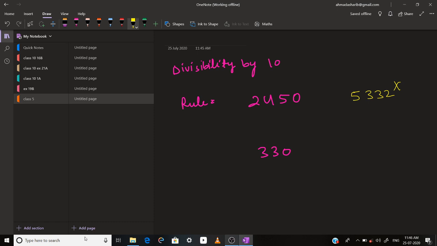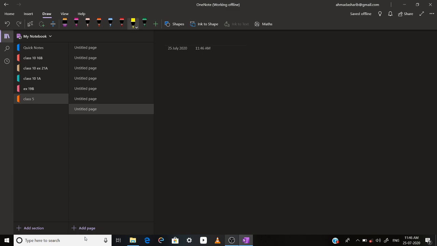Now the second last is divisibility by 11. Take 2794; we have to check if it is divisible by 11. What we have to do is add the even place digits with each other and the odd place digits with each other. For example, we add 2 and 9 with each other, and 7 plus 4 with each other. So 2 plus 9 is 11, and 7 plus 4 is also 11.